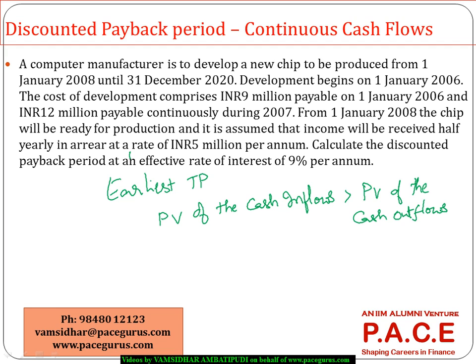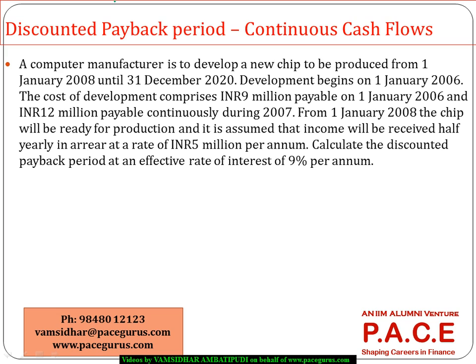So just try to understand this numerical now. A computer manufacturer is developing a new chip, to be produced from 1st Jan 2008 to 31st December 2020. That's the time period in which it wants to be sold. Development begins on 1st Jan 2006, which means 2 years. So 2006 is the development period for the chip.